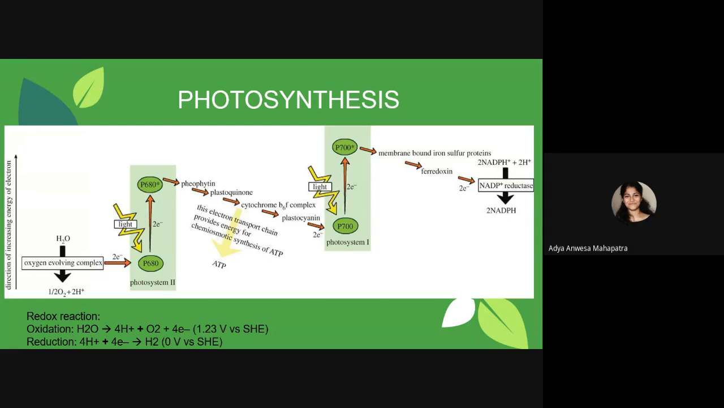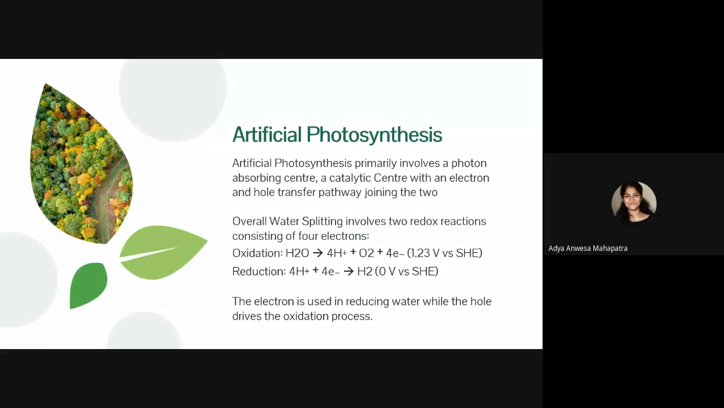The redox reaction that is involved in the water splitting that I've mentioned is shown in the slide here below. In the oxidation half, water is oxidized into oxygen and releases 4 electrons in the process, and in the reduction half, 4H plus is reduced to a hydrogen molecule with the help of 4 electrons. Now that we know a little bit about the natural photosynthesis reaction, let us talk about artificial photosynthesis.